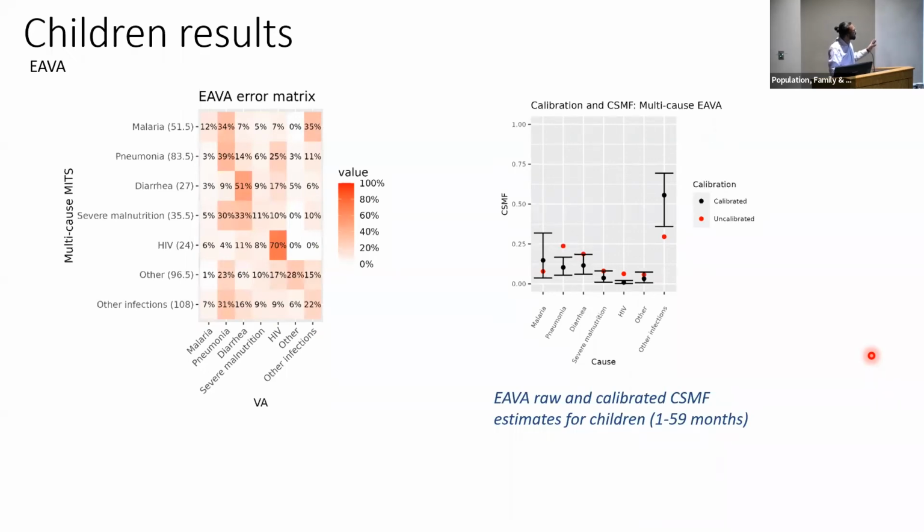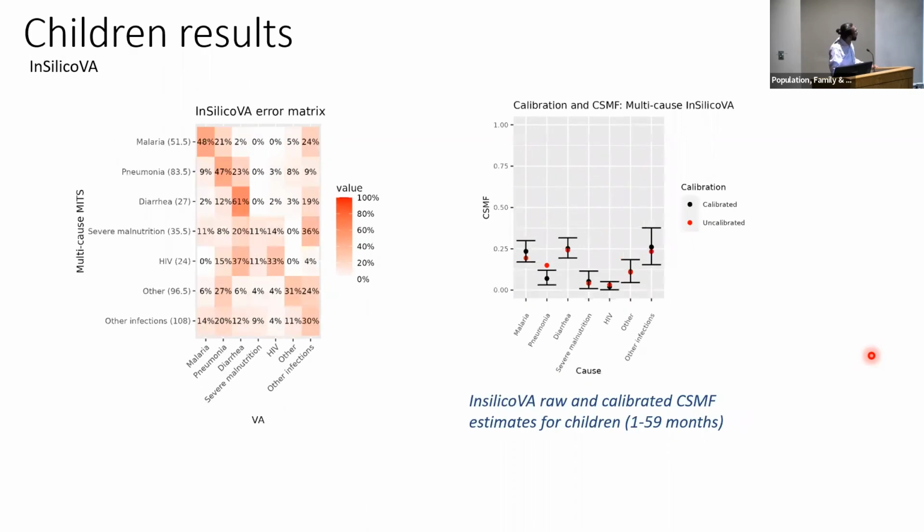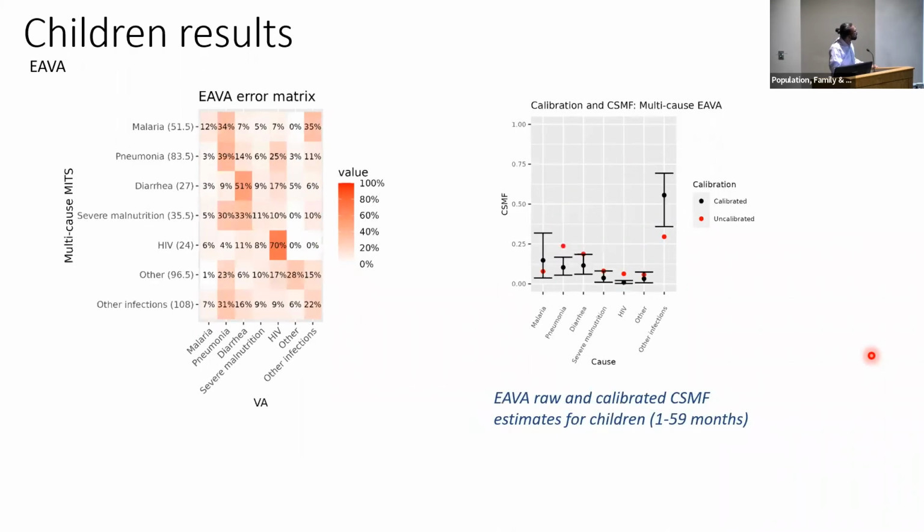These are the results for EAVA. They're generally similar. Again, malaria increases and pneumonia decreases. The only main difference was for other infections, where there was a considerable increase after calibration. The reason for this was, if you compare the proportion of other causes being misclassified as other infections, which is this column here, this was much more in in silico VA. You can see this column had more reddish cells than this column, which had much less. So there were far fewer false positives into other infections. There were more false negatives, like 30% of other infections going into pneumonia. And so after calibration, it adjusts for that.